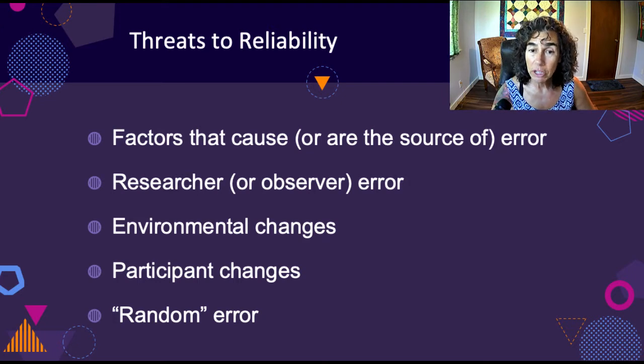Environmental changes can cause error. What if the fluorescent lights started blinking? What if the room got really cold? What if it was a different time of day, etc.? Changes in participants cause error. And then there's random error, which is just like stuff in the world that can affect the reliability of a test.